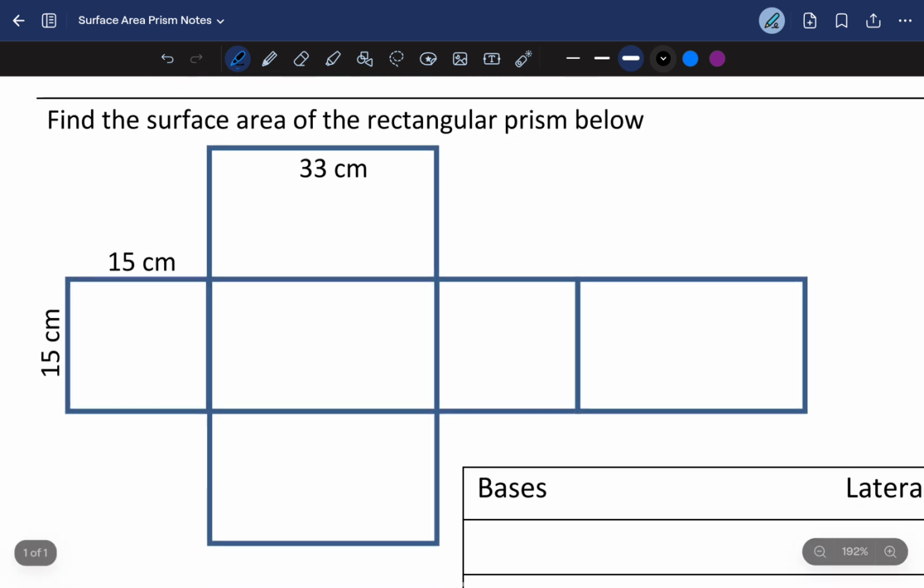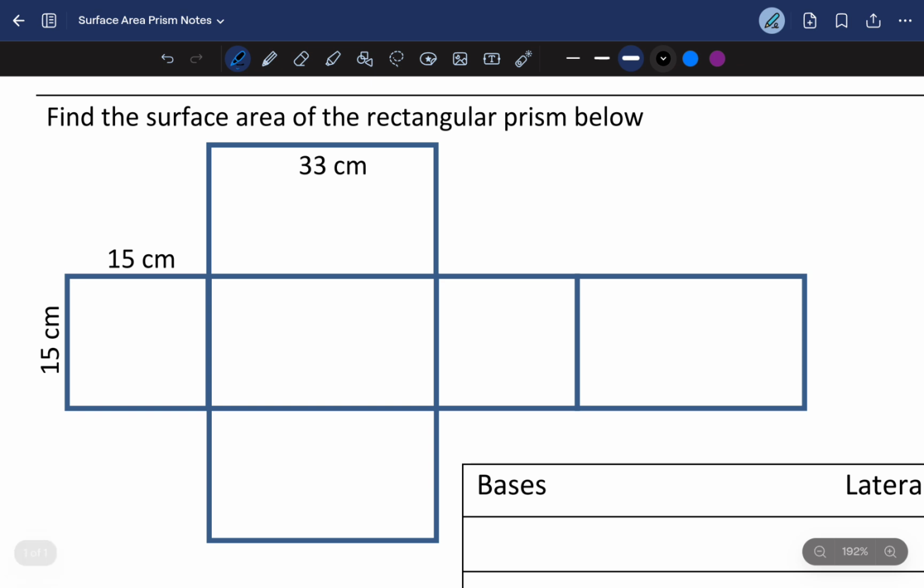So I'm going to start with this first one here. It says to find the surface area of the rectangular prism below. Now, like I said earlier, the base is in the name of the shape. So the bases in this rectangular prism are rectangles. And I'm just going to go ahead and outline them in blue.